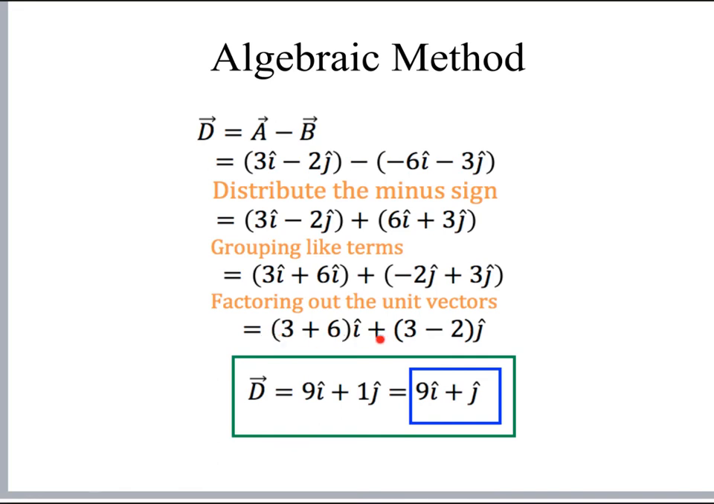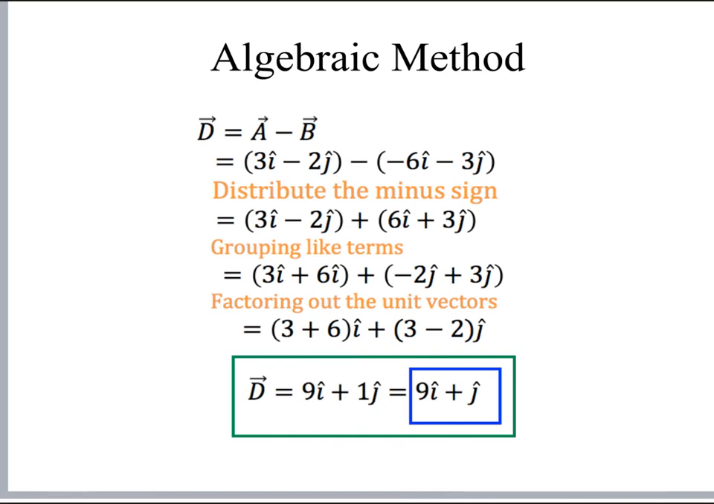Now I can simplify, and algebraically I see that my d vector is equal to 9i hat plus 1j hat, or I can write it normally as simply 9i hat plus j hat, and that's the answer that we got with the two different graphical approaches for vector subtraction. So it's very comforting to see that all these things work the way they're supposed to.